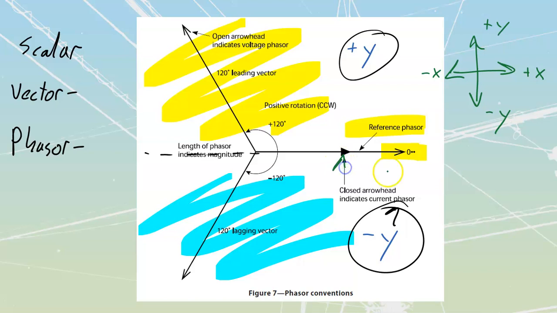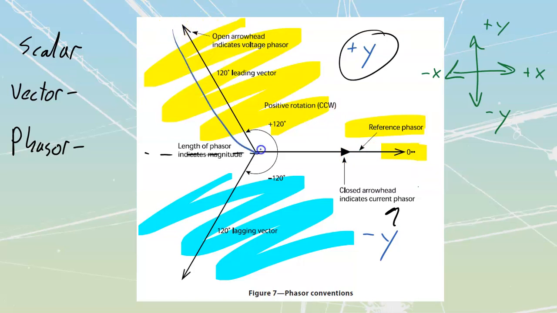Sometimes we are going to have closed arrowheads for current. Other times we are going to have open arrowheads that are going to be voltages. We're going to start with our reference right up along this 0 over here. Because we've got that over there, we can then take a look at any other values inside of this circuit.